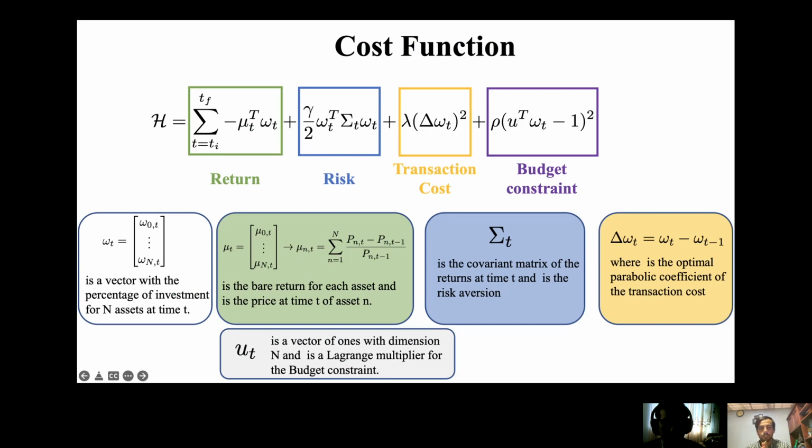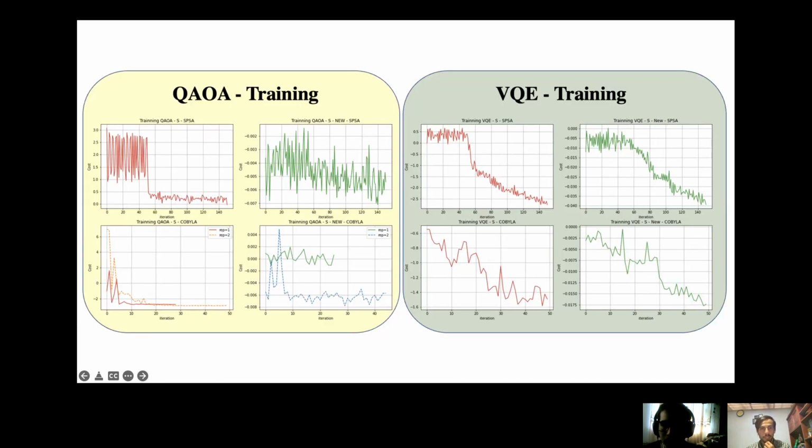First, we have to talk about the cost function. We have the return, that is what we want to maximize. We have some risk associated with the stocks and how they vary with each other. If they have some correlation, then the risk is going to increase. We have some transaction cost, and we have a budget constraint, where we cannot spend more money than the budget that we have.